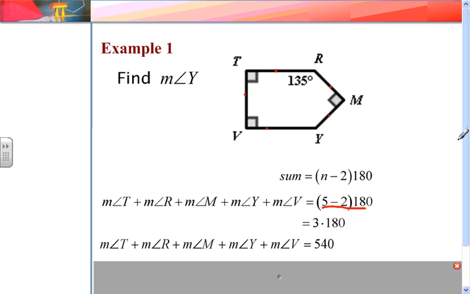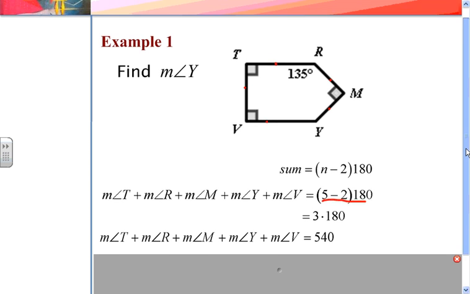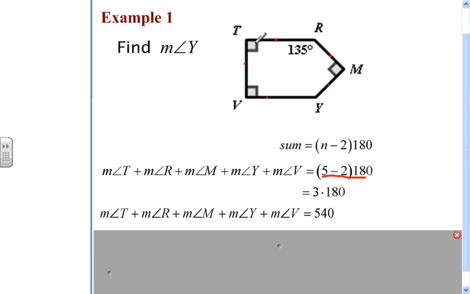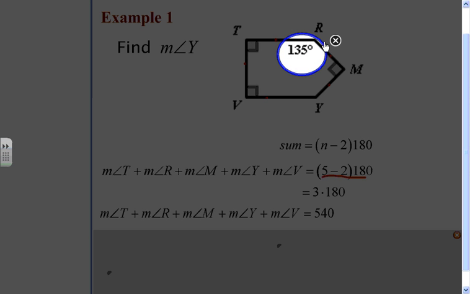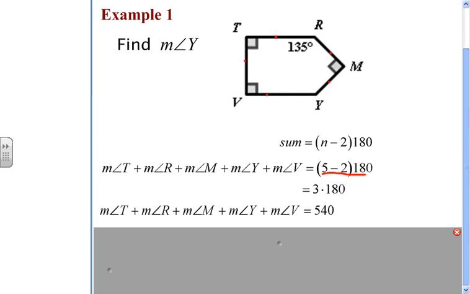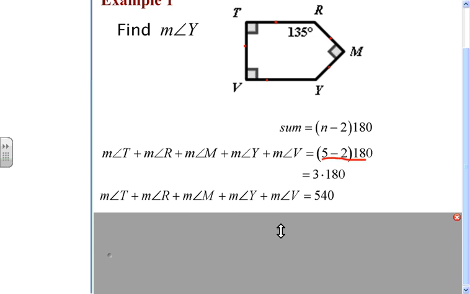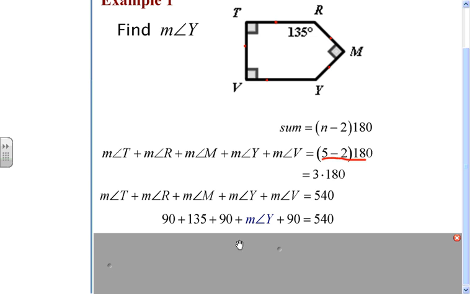Now let's plug in the measures that we actually know. Angle T is a right angle, V is a right angle, and M is a right angle. So those all have measures of 90. And then the measure of angle R is 135. So let's plug those measures into my equation here. Now it's going to look like 90, the measure of T, plus 135, plus 90, plus the measure of angle Y, which is the one that we don't know, plus another 90, that's V, is equal to 540. Now we just collect our like terms and simplify.